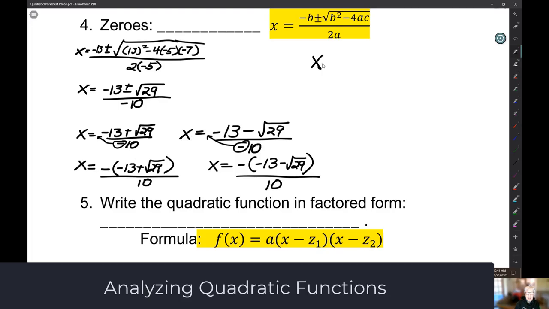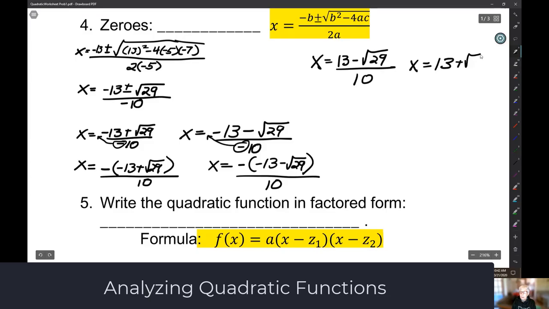And so that is going to give us, working with this one first, x equals positive 13 minus the square root of 29 over 10, and x equals 13 plus the square root of 29 over 10, because we're having to distribute the minus sign here. That minus sign there and there, and this minus sign there and there. Okay, and we really should get an approximation of where it is, just so if you're graphing, you know about where to put it, but let's just wait. Right now, we've got our zeros.